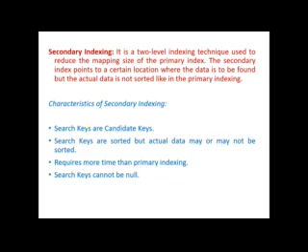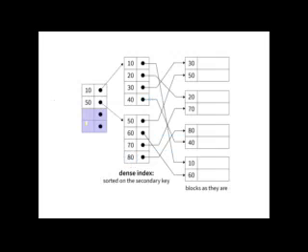Moreover, it has some characteristics: such keys are always candidate keys and these are sorted, but the actual data may or may not be sorted. It requires more time than primary indexing, as such keys cannot be null. Remember, this is a dense index and blocks as a whole. This is an example of a dense index. See 10, 30, 50 like that.